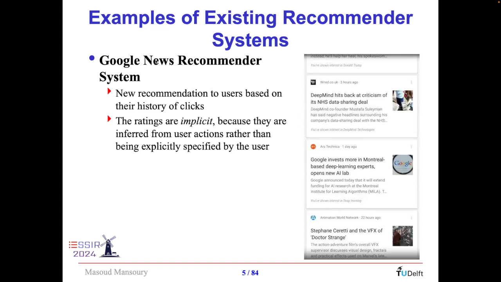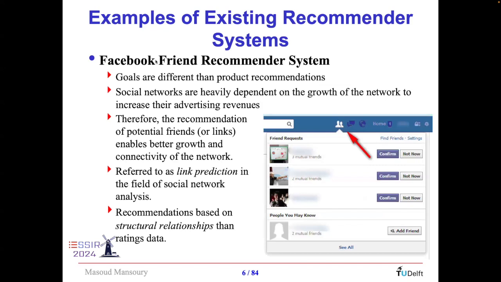It recommends news to the users, and there is friend recommendation in Facebook, which might be considered different from the other ones I showed you in previous slides. In the previous ones, we had items to be recommended to the users, but here the recommendable item is also human. So a human is recommended to a human, which has different properties. It is also known as link prediction in social network analysis.